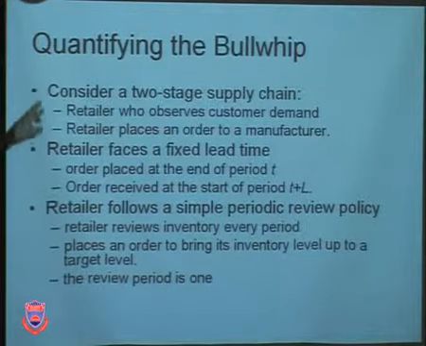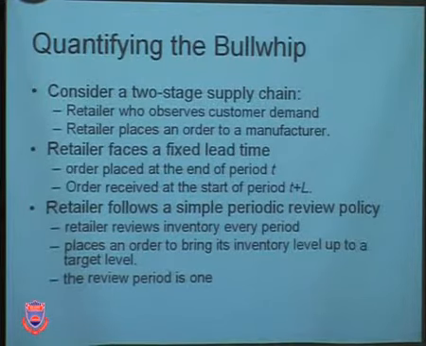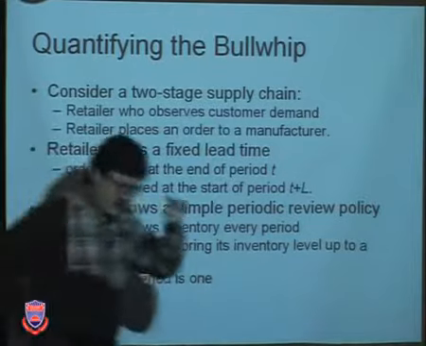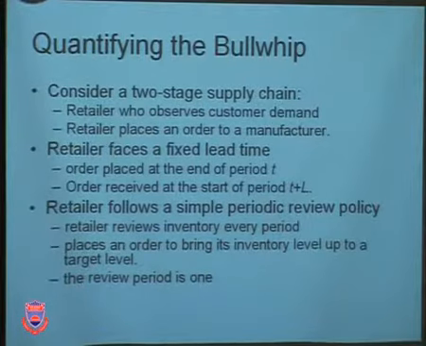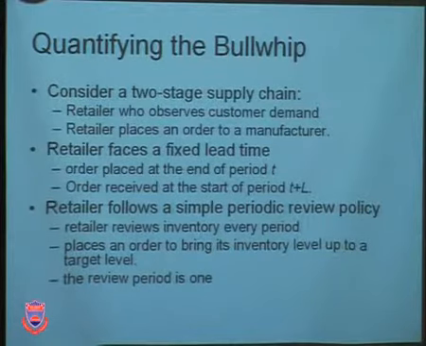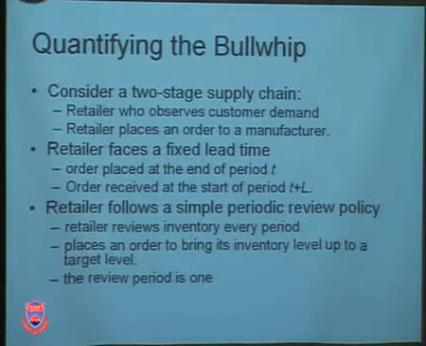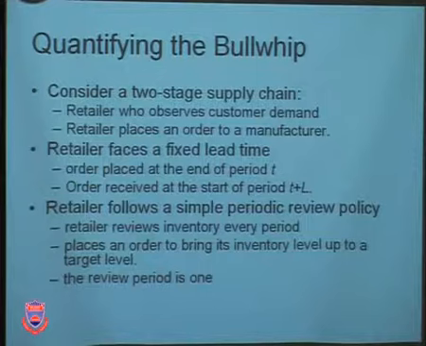Okay. Now, for quantifying the bullwhip effect, let us consider a two-stage supply chain where we have a retailer who observes the customer demand, and then the retailer places an order to a manufacturer. So consider a very simple structure. The retailer faces a fixed lead time: an order placed at the end of period T is going to be received at the start of period T plus L. So we have a lead time. And the retailer follows a simple periodic review policy. The retailer reviews inventory every period and places an order to bring its inventory level up to a target level, and the review period is 1.